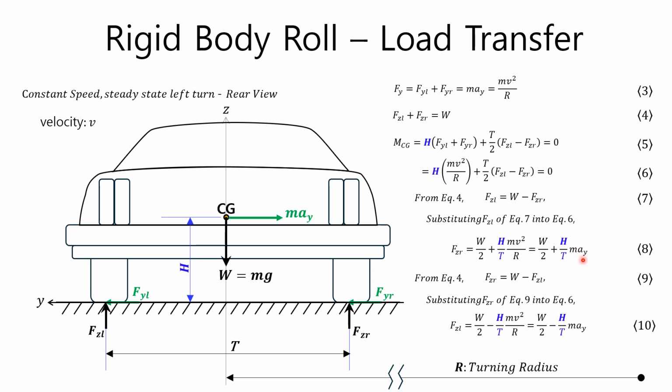On the other hand, equation 10 represents the decrease in the load on the left wheel located on the inside. The first term on the right represents the original vertical load in the straight line state, and the second term represents the vertical load reduced by the lateral acceleration ay during cornering.